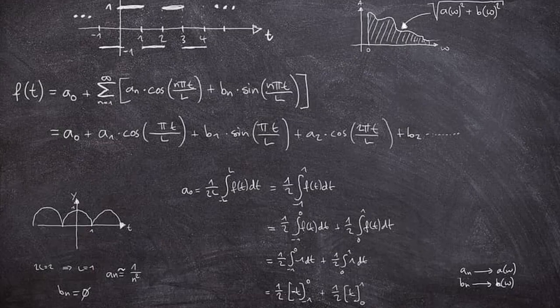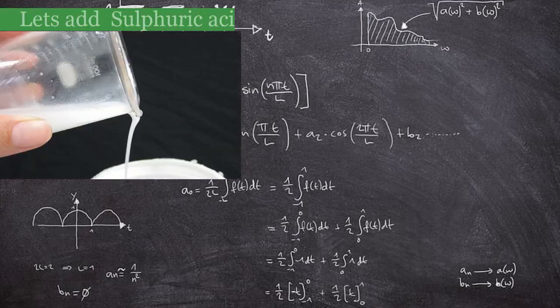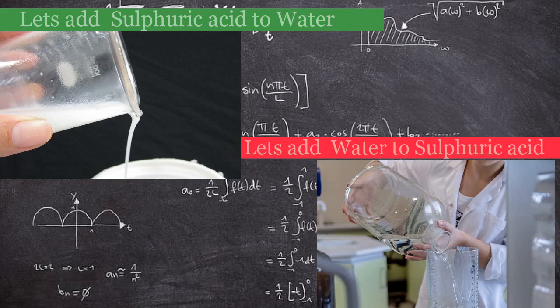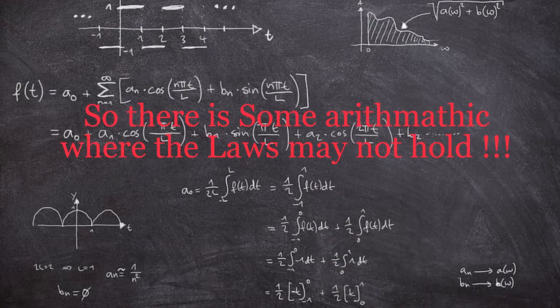If addition is used in a colloquial sense, it is evident that the law may not hold. For example, adding sulfuric acid to water is feasible, but adding water to sulfuric acid would cause an explosion. Thus, it is possible to imagine a kind of arithmetic where one of the above laws may not hold.